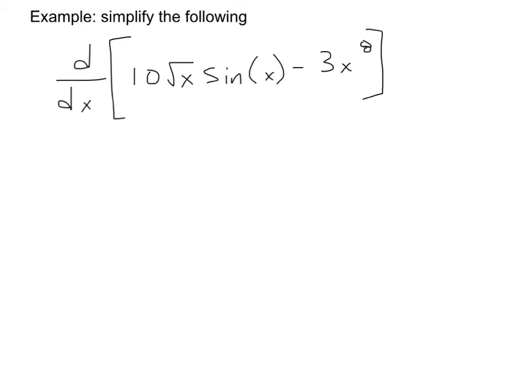So here's another example for us. The derivative of 10 root x times sine x minus 3x to the 8th. The point of this example is just to show you that we need to use a product rule on this because this is something times something else, but then we just have minus this other thing. I'm just going to do the product rule on this part and then the power rule on this part.